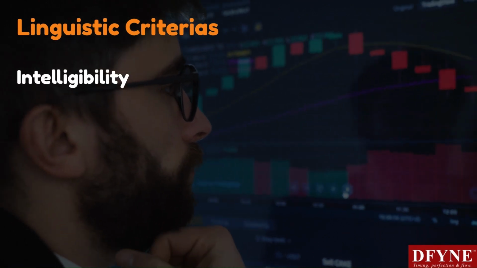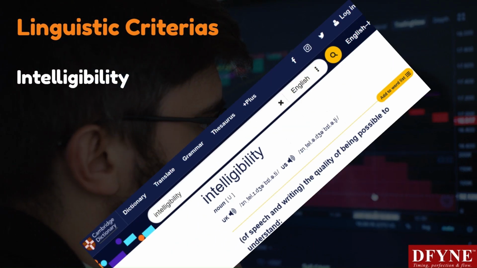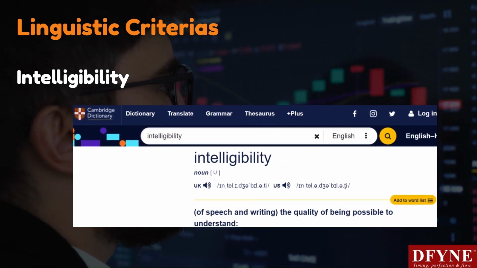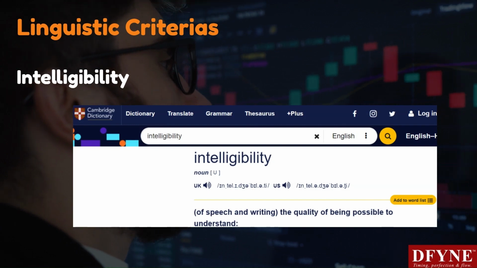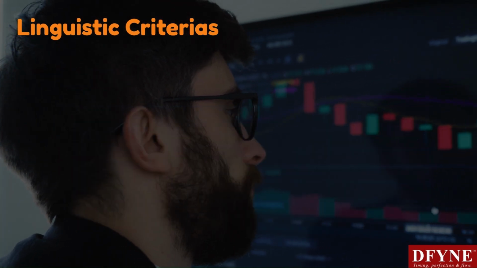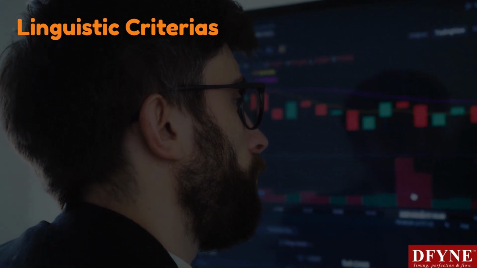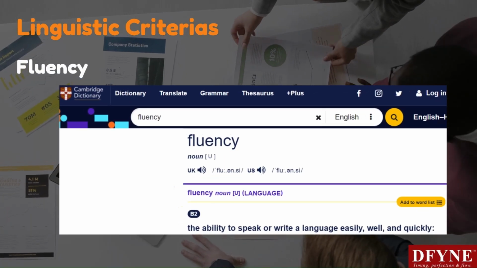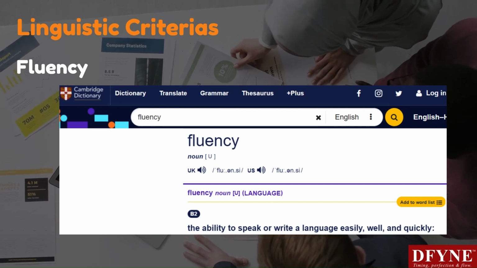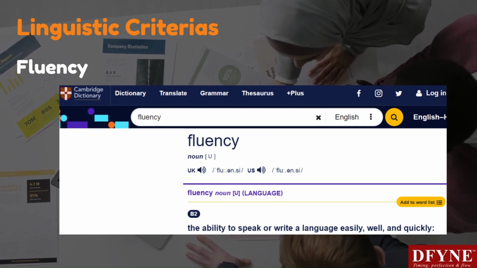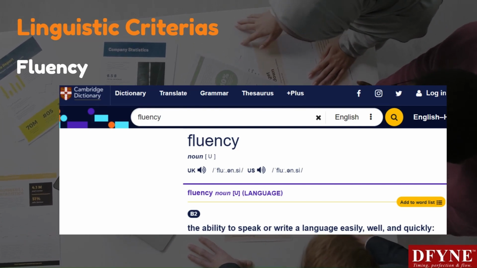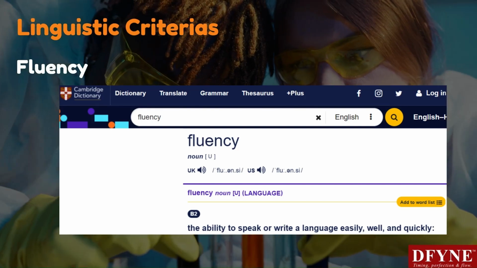Intelligibility. It is defined as the quality of being possible to understand. So this criteria checks if you were understood by the listener or not, and how easy it was to understand you. Fluency refers to the ability to speak or write a language easily, well, and quickly. Infrequent or too many pauses may cause a reduction of score in this criteria.